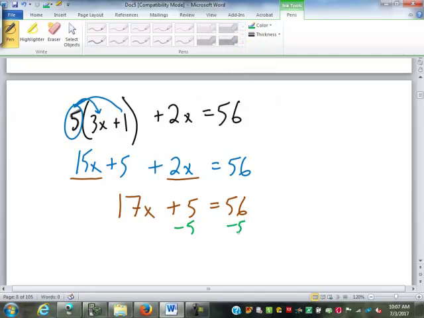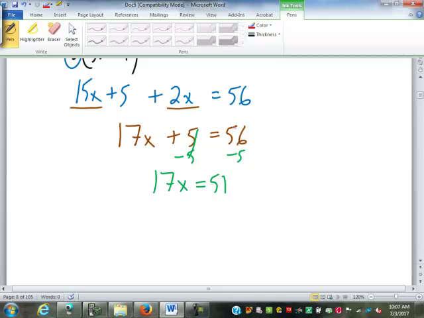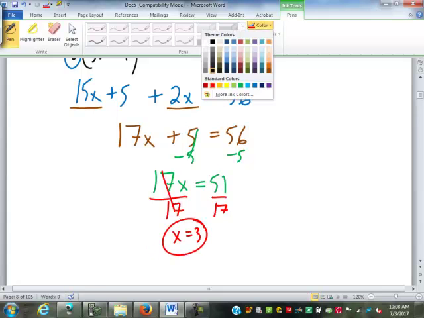And then subtract the 5. 17x is 51, and then divide by 17. x equals 3. Cool. And of course, you could go back and double check that one.